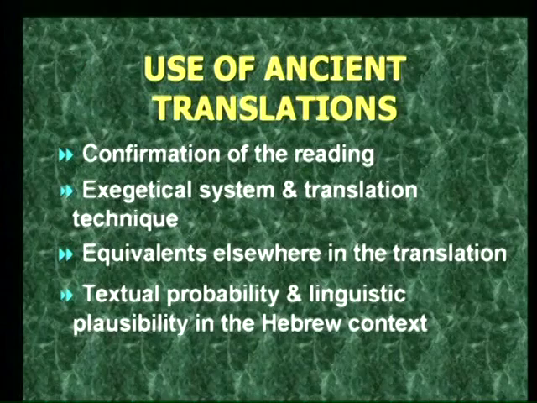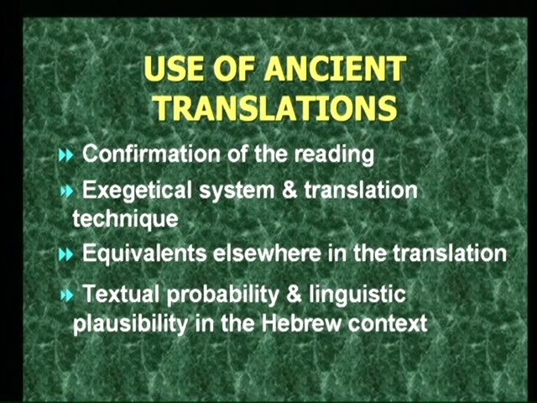All right? The fourth point. Textual probability and linguistic plausibility in the Hebrew context. What do I mean by that? Well, if we study a writer like Moses, for example, and we understand his normal vocabulary and his normal grammar, first of all, he spoke and wrote Hebrew in a certain period of time, a period of history that had a dialect of Hebrew that was different than later periods of time. There are distinct differences at times between the languages in different eras in the Old Testament.